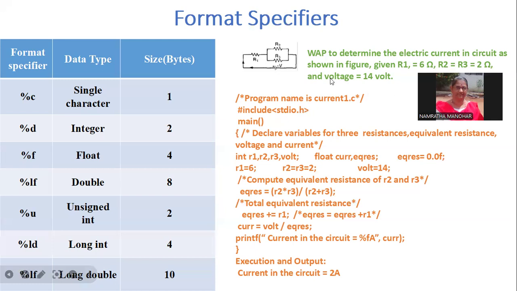So I'm going to write the program for this. First, I need to compute the equivalent resistance of these 2 parallel resistors. And then I need to add it to R1 to get the total resistance of the circuit. Then I'll divide the voltage by the resistance to get the current. That is the normal formula.